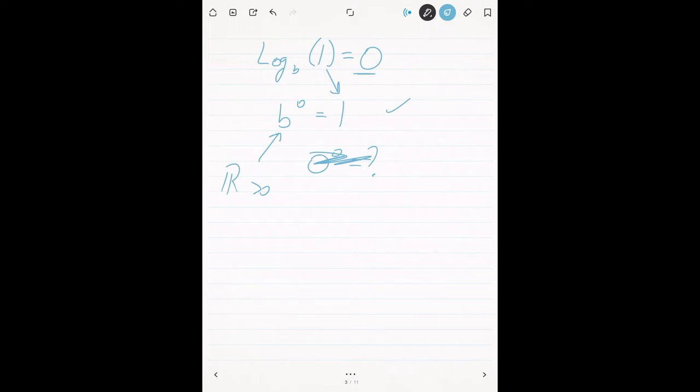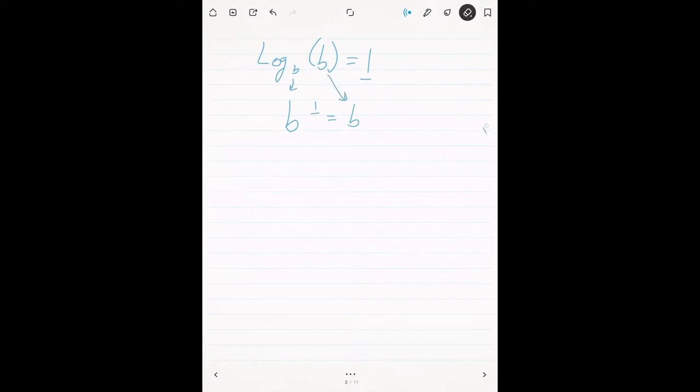Let's try the next one. The next property said that log base b of the argument b is equal to 1. Again, this is fairly obvious once we convert it into the exponential form. We have the base value, we have the exponent, and we have where the argument goes. This is true. b to the first power is always b, okay? Nothing to worry about there. And this works for any real number, in particular any positive real number. Now let's move on to the next one.